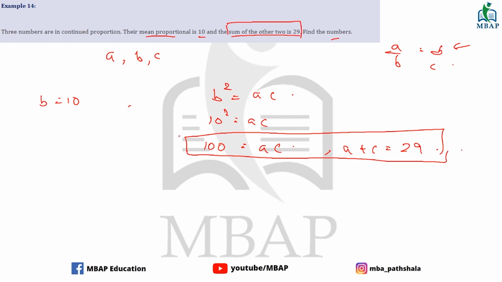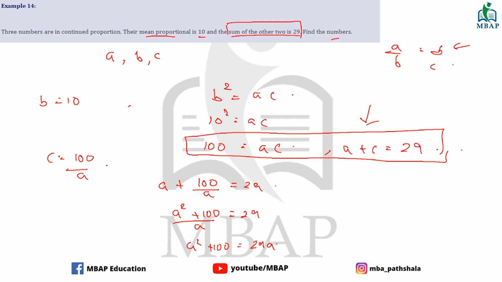Fine, so let's say I'm representing C in terms of A, so that I can substitute it in this equation. Then I can write it as A plus 100 by A equal to 29, right? This will become A square plus 100 divided by A equal to 29, which means A square plus 100 equal to 29A. This is giving me a quadratic equation. So my quadratic equation is coming out to be A square minus 29A plus 100 equal to 0.